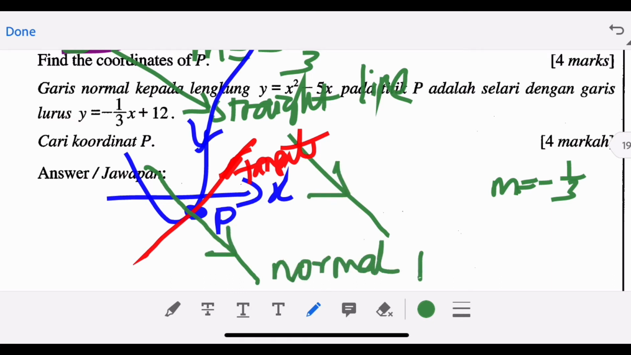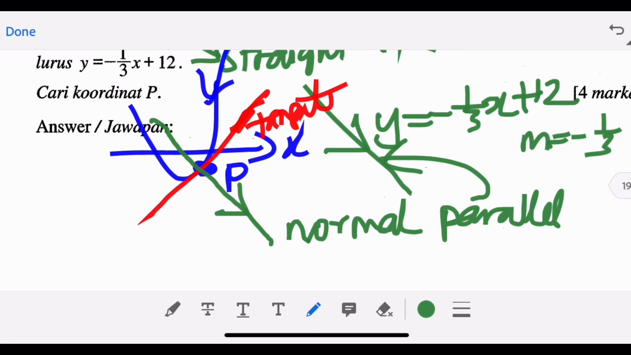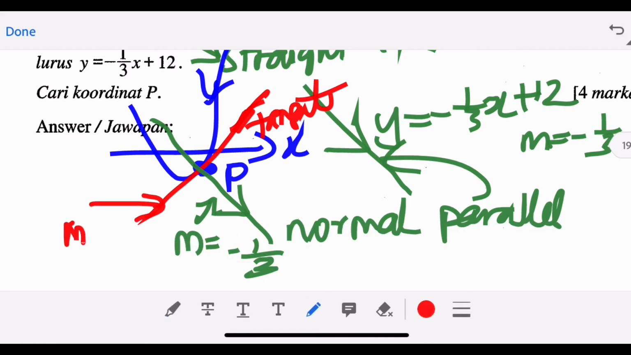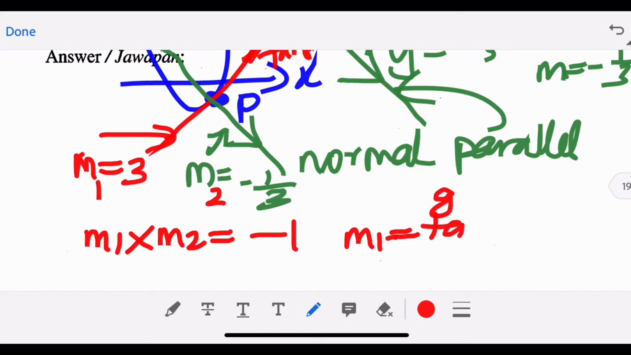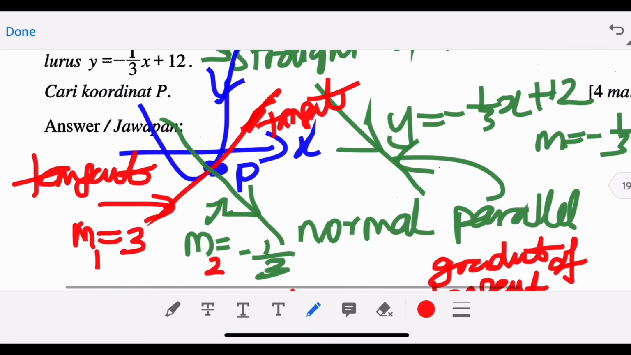This normal is parallel to the green straight line just now, because they have the same gradient. So we can say that the normal at point P also has gradient -1/3. As you know, the gradient of the tangent must be 3. Why? Because m1 times m2 should be -1. This is the concept of perpendicular lines: two lines whose product of gradients is -1. So the red line is the tangent, and the gradient of the tangent is 3.